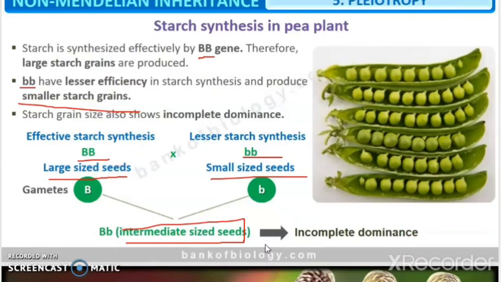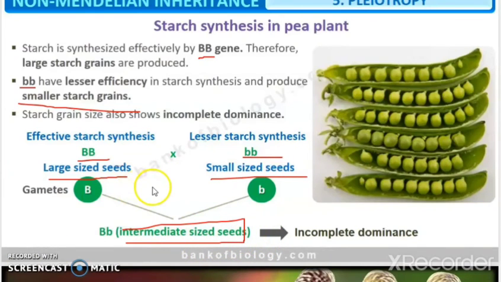Okay, in case more than one phenotype is influenced by the same gene. So from this incomplete dominance we can find that more than one phenotype is influenced by the same gene, because we saw here a particular gene, capital B itself, is appearing large sized in homozygous condition, and in heterozygous condition it is not as much large, it is intermediate sized seeds.